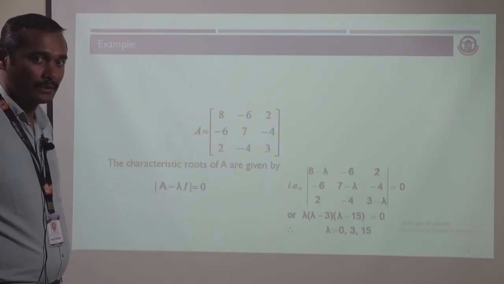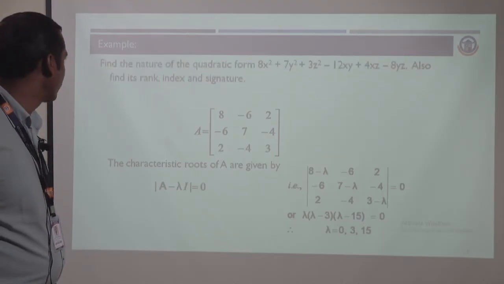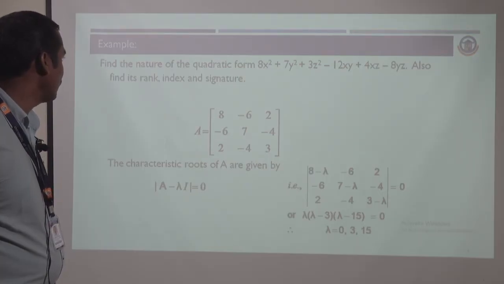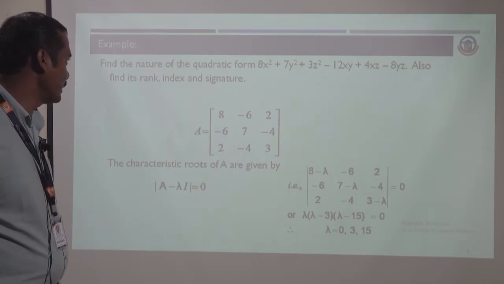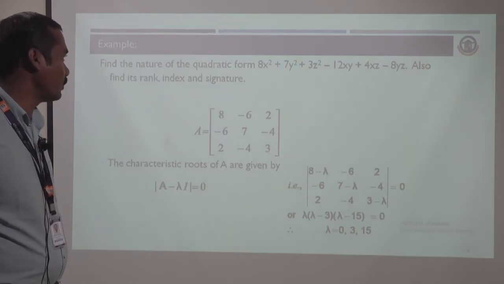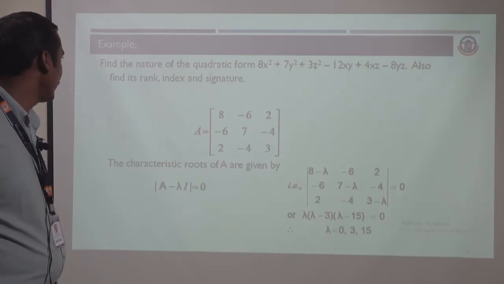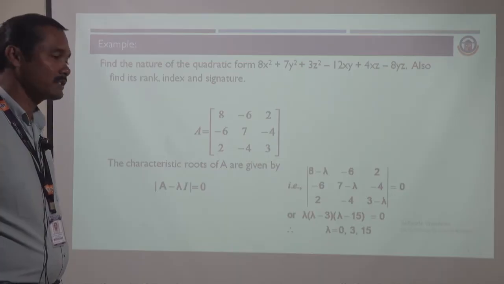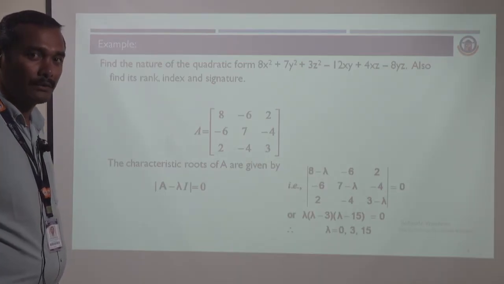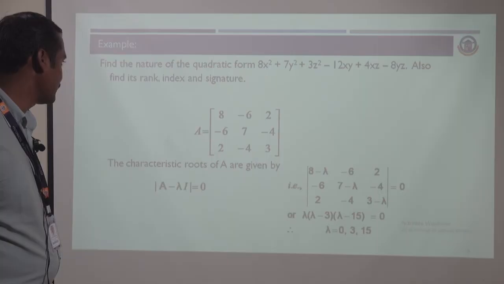So in the problem we have to find the signature, index, rank and nature of the quadratic form. The given quadratic form is 8x square plus 7y square plus 3z square minus 12xy plus 4xz minus 8yz. In order to find these terms, first we have to formulate the symmetric matrix corresponding to the given quadratic form. That means matrix A.